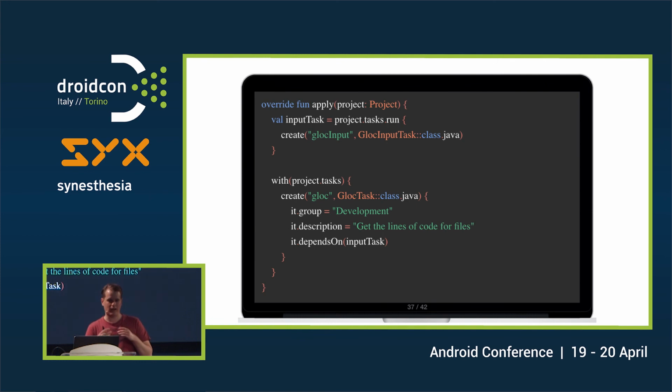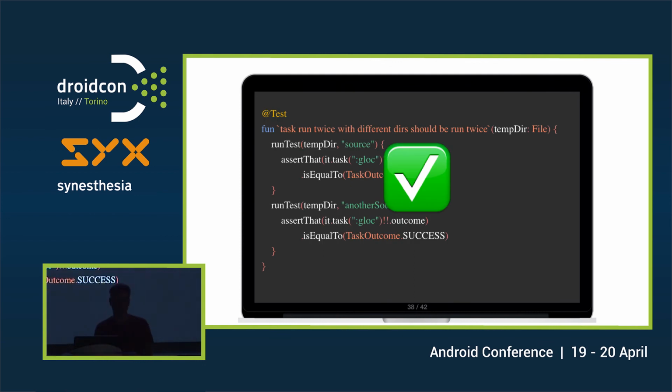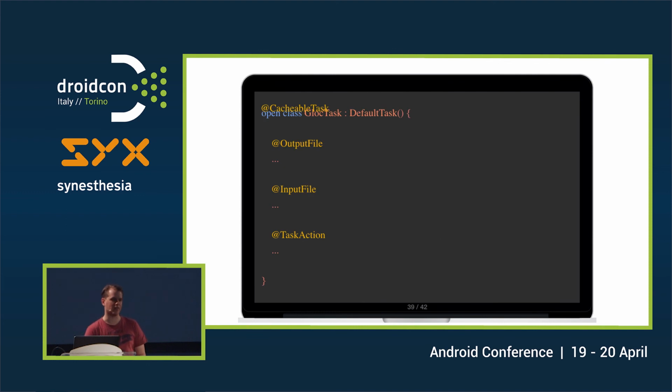We have also defined that our real task, which reads the lines of code, should depend on that input task, so that the input file is always up to date when it's time for our real task to run, or even not time to run. What does a test look like? As we've seen before, we define different inputs: the first time the source, the second time another source, and both should succeed, and it works. So that's the skeleton of our task. We have the output file, the input file, and the task action.